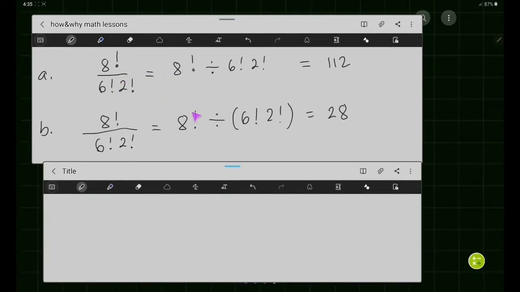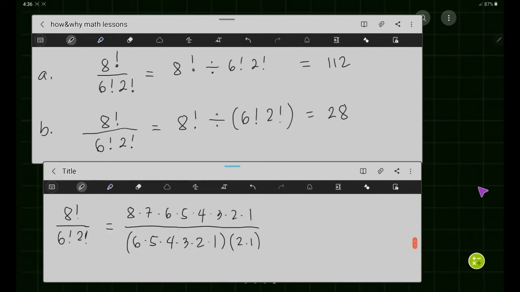I-try natin to solve na hindi gamit ang calculator. Okay, so mayroon tayo dito: 8 factorial is equal to this one, and 6 factorial times 2 factorial is equal to this one. Makakat ang 6, 5, 4, 3, 2, at 1. So may 1 dito, ito na yung 8 times 7 over 2 times 1.